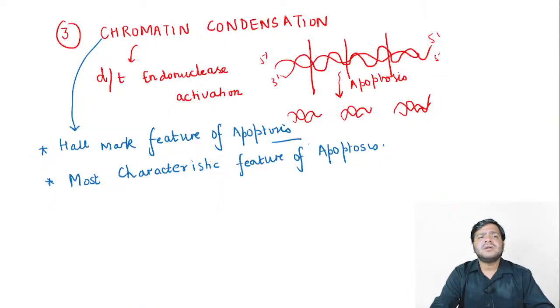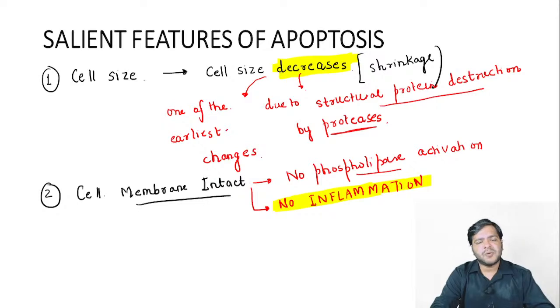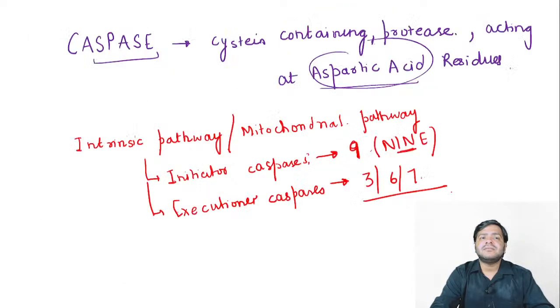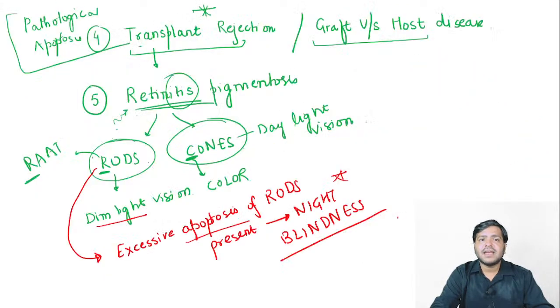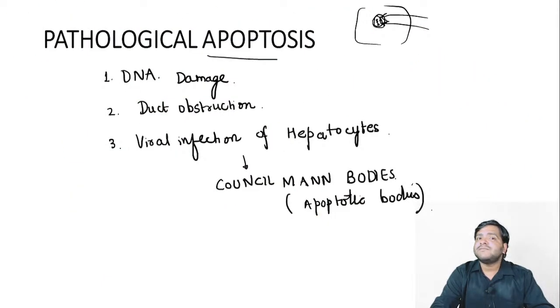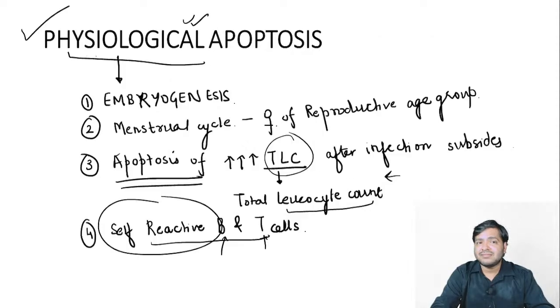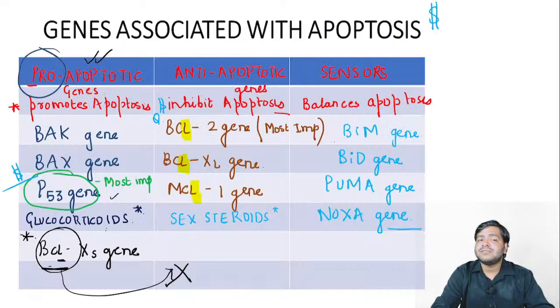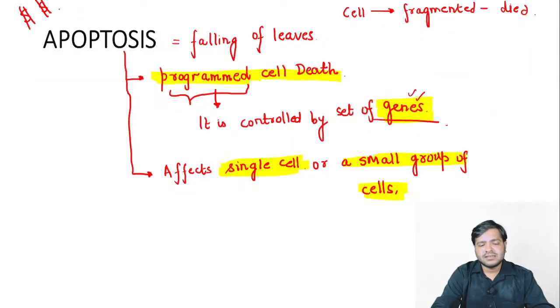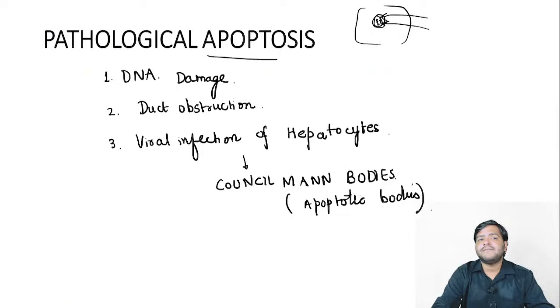So these were some general features of apoptosis, the salient features of apoptosis. We have completed the salient features of apoptosis. We have completed the pathways of apoptosis, both intrinsic and extrinsic, along with the diagrams and the pictorial representation, along with the flowchart. Apart from that, I have considered pathological and physiological apoptosis with a variety of examples, differences between necrosis and apoptosis, concepts, the genes, and the gangrene. Till now, I hope everything is clear to everyone.